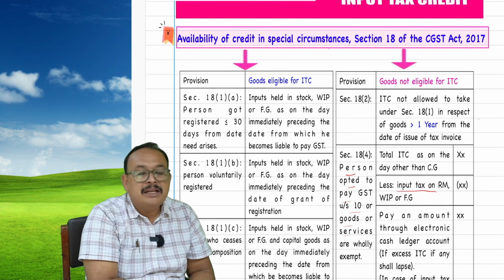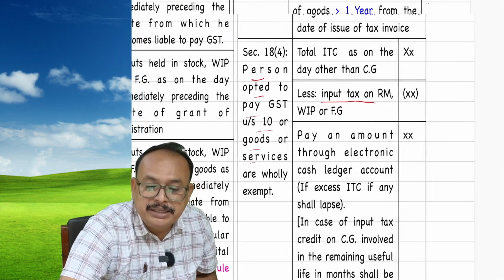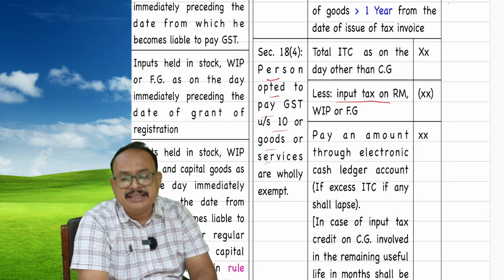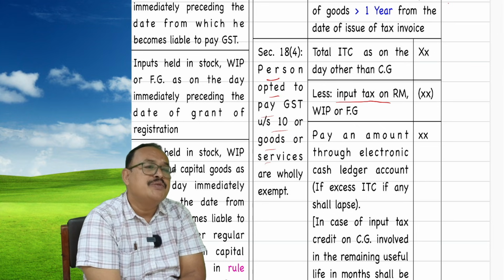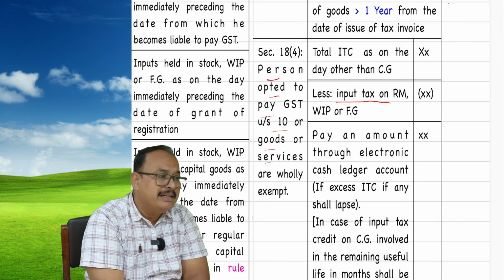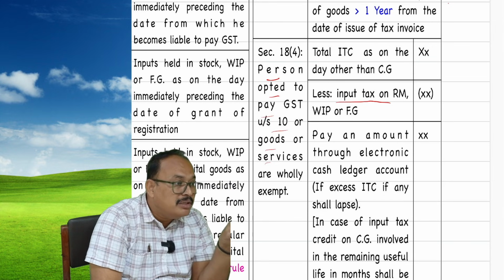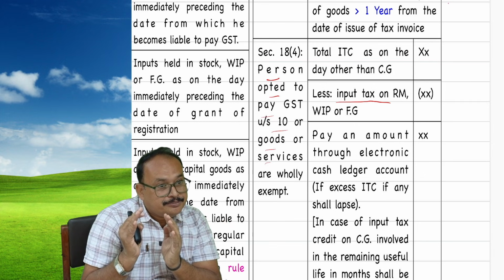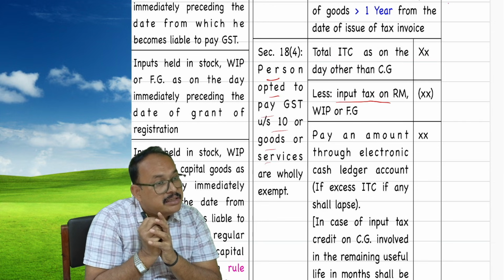Is it clear? Coming to 18.4, where the law says that a person who opted to pay GST under section 10, meaning the composition scheme, or a person whose supply is wholly exempted, from now on is not eligible to claim ITC. So first refer to what is available in the books as input tax receivable. How much is there? Sir, 2 lakhs. How much stock is lying? Sir, 10 lakhs. GST on it is 1.8 lakhs, sir.